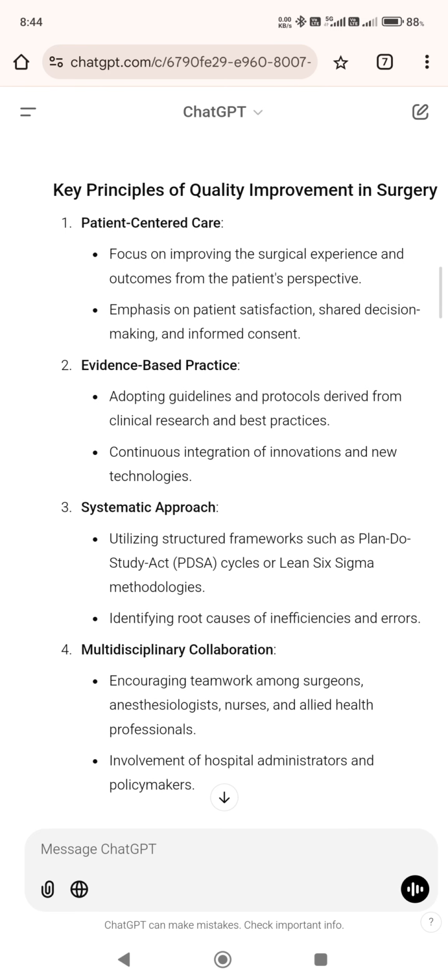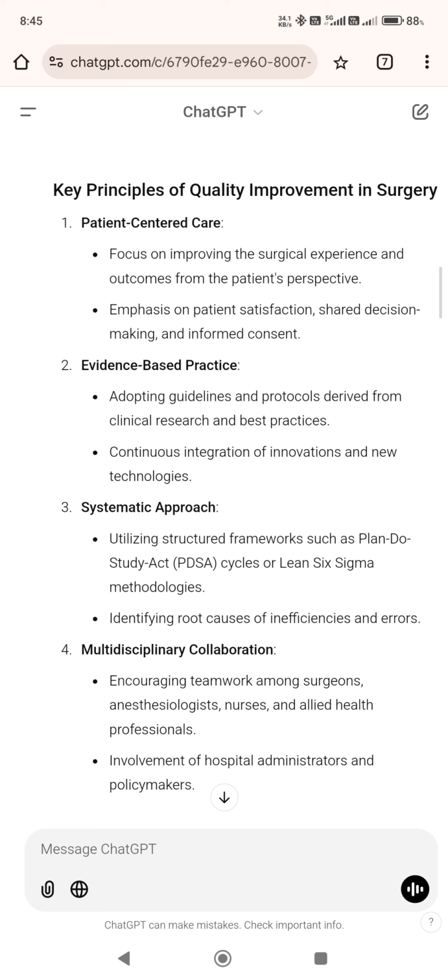1. Patient-centered care. Focus on improving the surgical experience and outcomes from the patient's perspective. Emphasis on patient satisfaction, shared decision making, and informed consent. 2. Evidence-based practice. Adopting guidelines and protocols derived from clinical research and best practices. Continuous integration of innovations and new technologies.